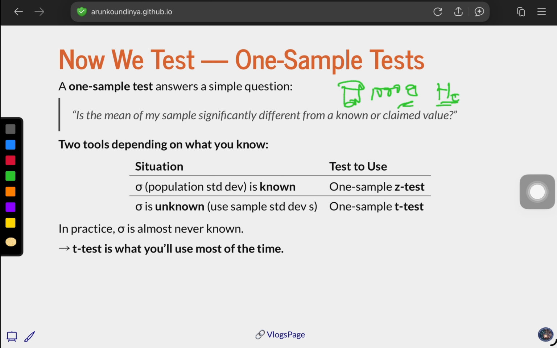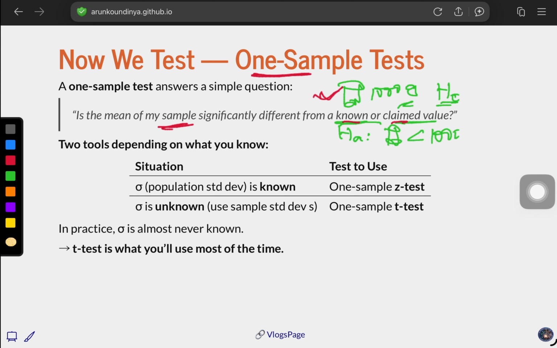And then we collect a sample and we want to claim that maybe the alternative hypothesis is that the pouch weight is less than 1000 grams. Now that's a one sample test. It means there is a known or claimed value, and then we are collecting a sample, which is only one sample, to test whether this known or claimed value is true or not.